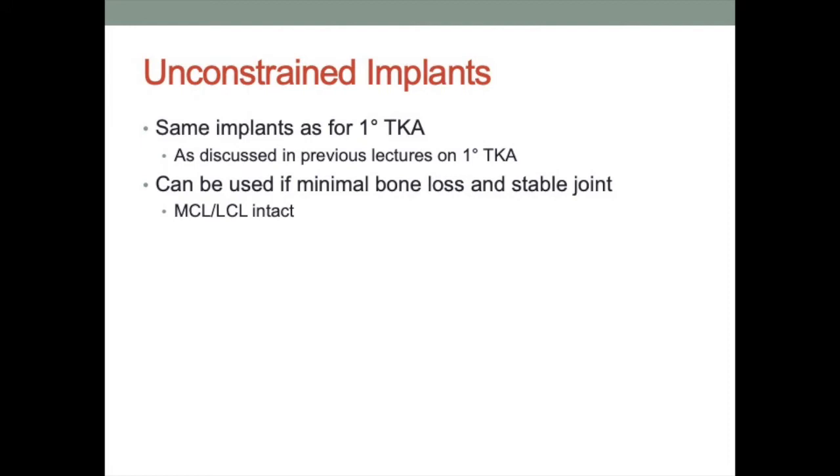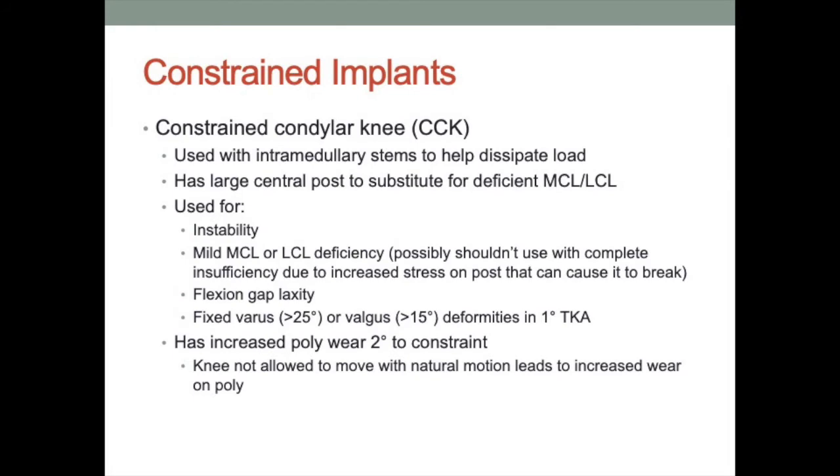The unconstrained implants we just talked about are the same as primary total knee arthroplasty. You can only really use these if there's minimal bone loss, a stable joint, and you have your intact collateral ligaments. Constrained implants are where you go if you don't have the intact collateral ligaments or you have excessive bone loss and you need thicker and thicker polyethylenes and maybe a little bit of questionable imbalance or stability. These need to be used again with intramedullary stems.